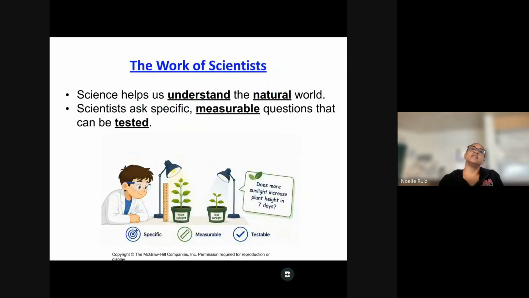So the work of scientists. Science is a field that helps us understand the natural world. Scientists will ask specific measurable questions that can be tested. That is the whole point of the scientific method. Remember, we make observations, we ask questions about those observations, and then we form a hypothesis. And that hypothesis has to be testable.